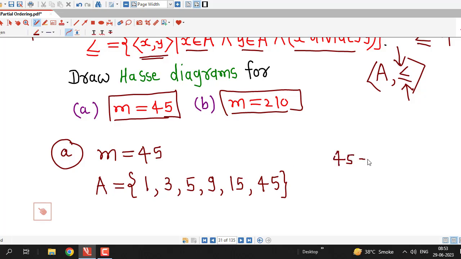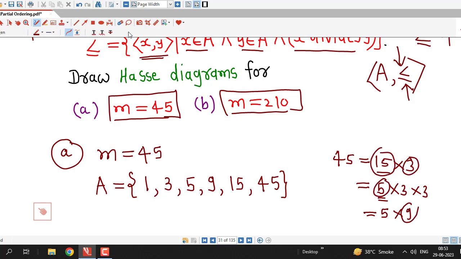If you cannot write directly, you can write in this way also. You can proceed by the method of finding factors. So here I obtain 15. 15 I can write as 5 into 3, and 45 as 5 into 3 into 3. So I obtain 5 also. Then this I can rewrite as 5 into 9. So I obtain 9 also. So I have written 3, 5, 9, 15, and you have to check if there is any other possibility.